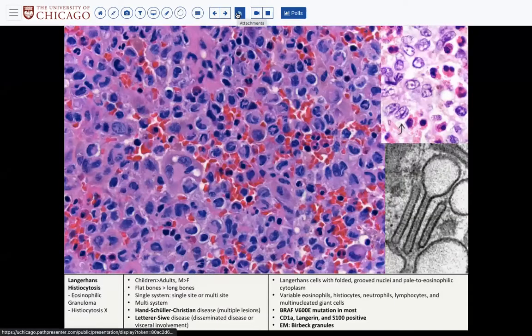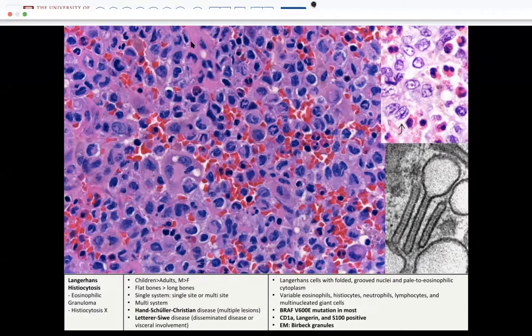As a reminder, this is the classic slide for Langerhans. Remember, well, you've already taken your boards, but for those who are taking your boards next year, I don't know if they still ask for electron microscopy, but the characteristic tennis racket shaped Birbeck granules that are present in the cytoplasm of these cells. All right, what else? Questions, comments?